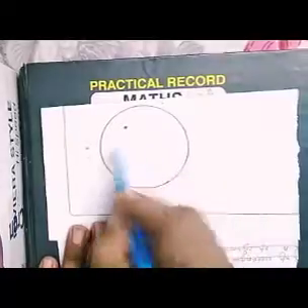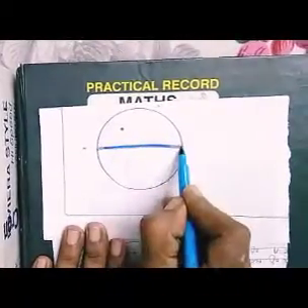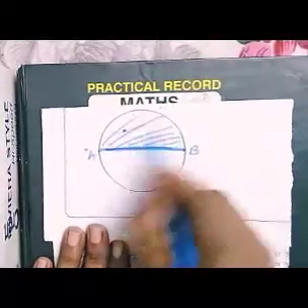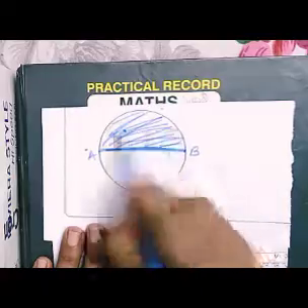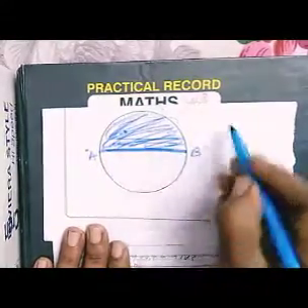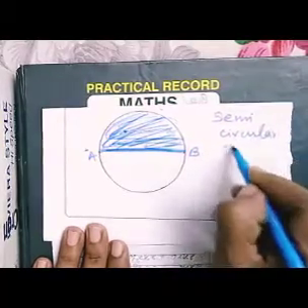Now one more point is there. If you are selecting a circle and a diameter, suppose the diameter AB is given. Now this portion we are selecting, that is the semicircle we are shading. Half of the circle we are shading. This portion is a semicircular region.